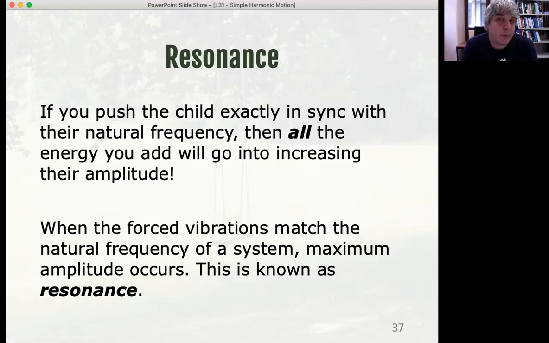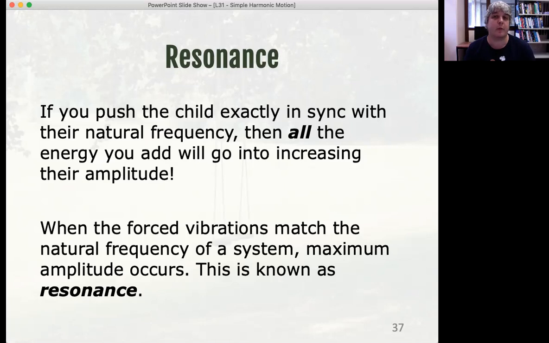So when the forced vibrations, that's you pushing the child on the swing or the machine pushing the little oscillator, whatever it happens to be, when the forced vibrations frequency matches the natural frequency of a system, then we get maximum amplitude. And this is known as resonance. Resonance is just when you get the biggest amplitude because you time your push exactly with the natural frequency.